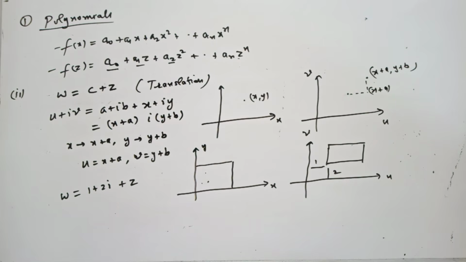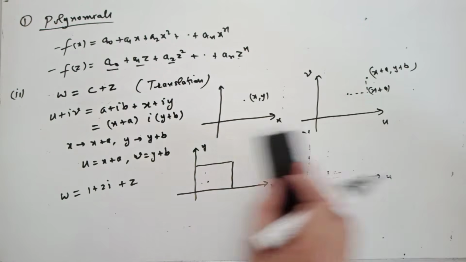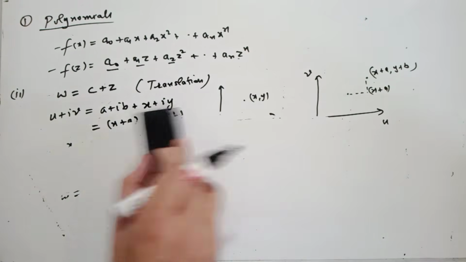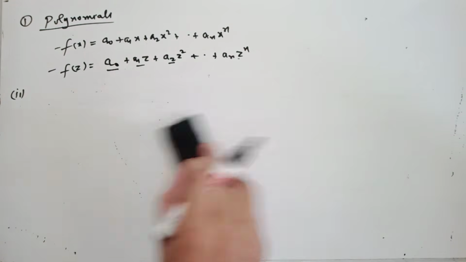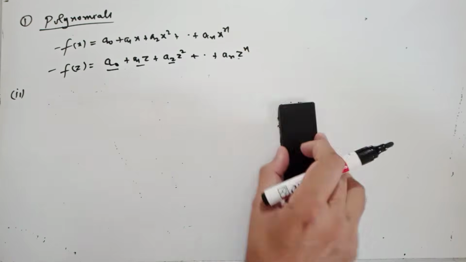Okay, there is no effect on the size, it remains the same, only shifting happens, or you can say translation happens. That's why this mapping is translation. So you understand these two special cases.